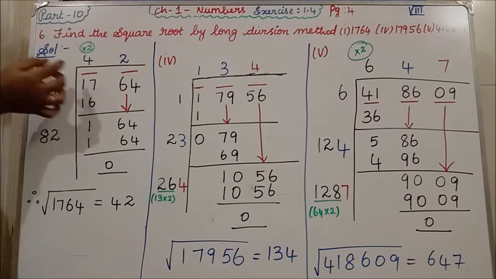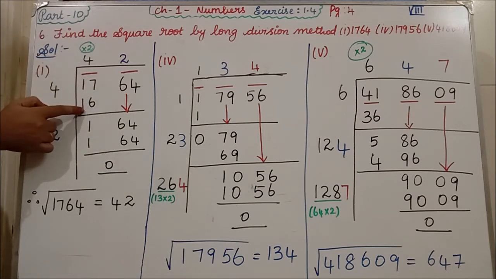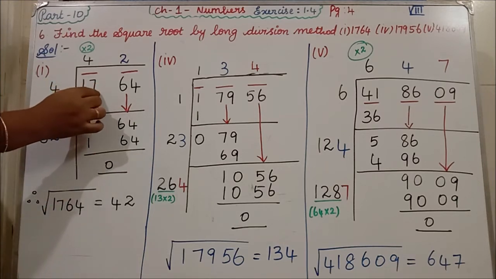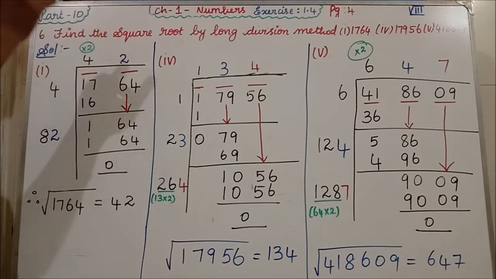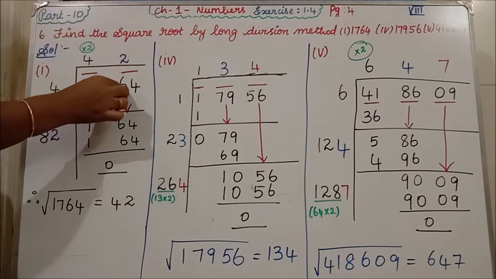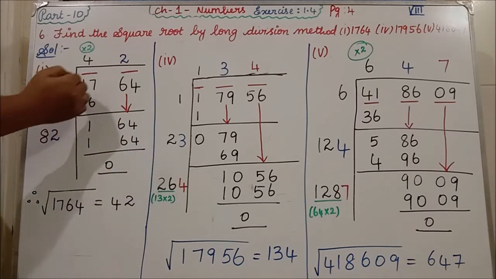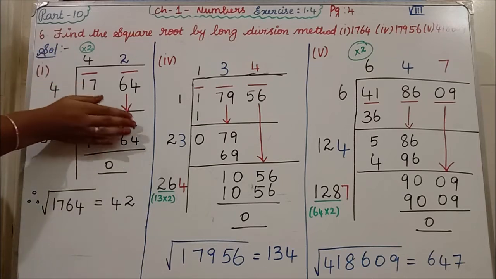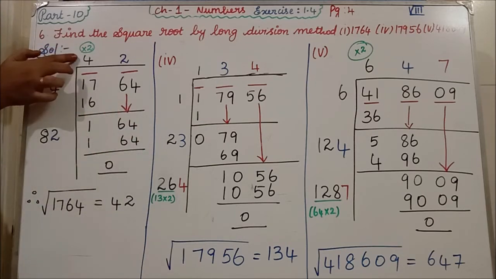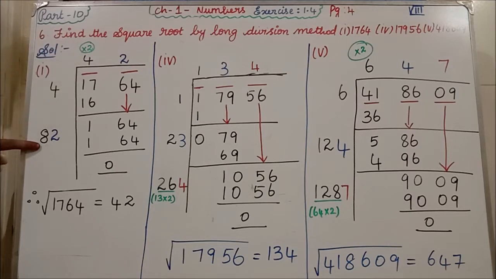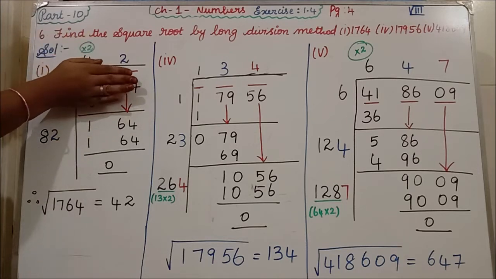Now the number near to 17 is 16 only. So 4 4s are 16. Then 17 minus 16 is 1. Then bring down the next two numbers in the long division. We have to bring two numbers at a time, 64. So now we are going for the second block. To go there, what do you have to do? So far we have only 4. This 4 you have to multiply with 2 and write here as 8, because 4 2s are 8. Each step. This is one step, this is one step.